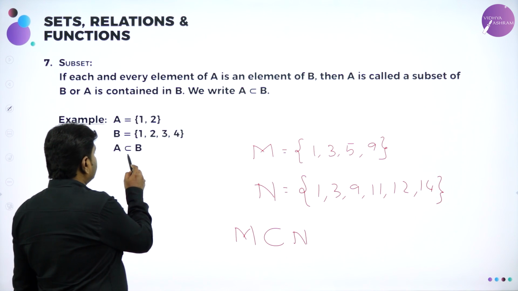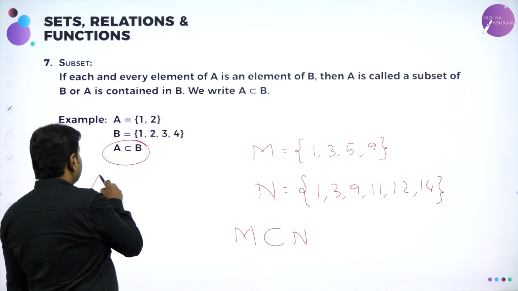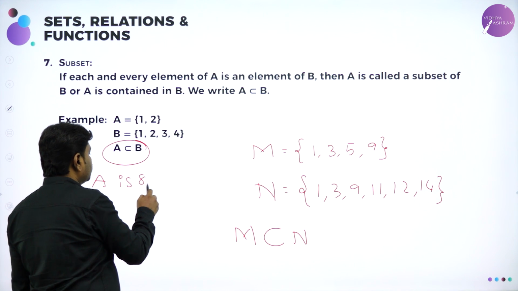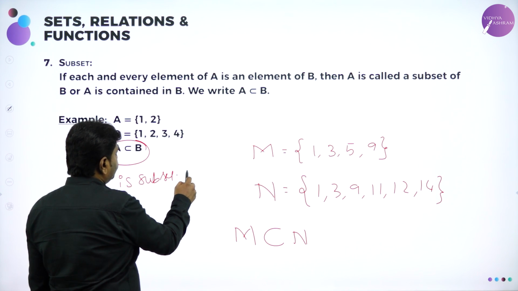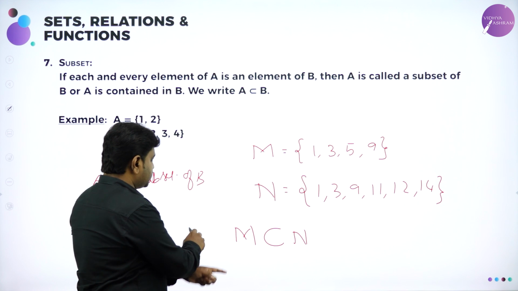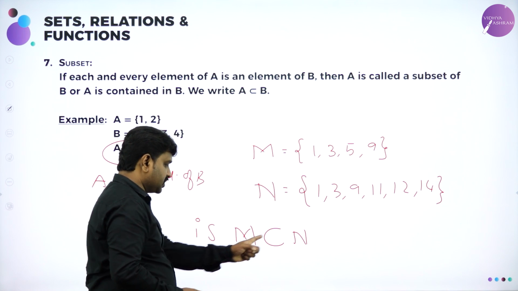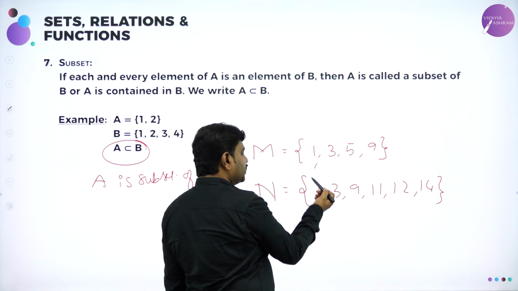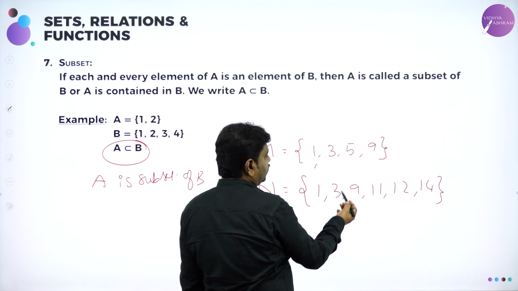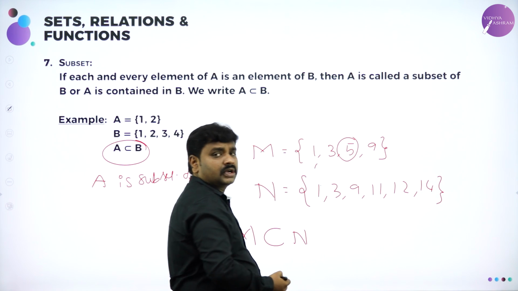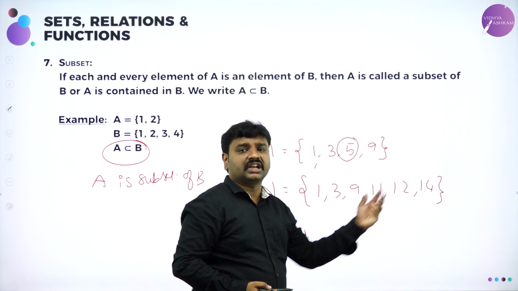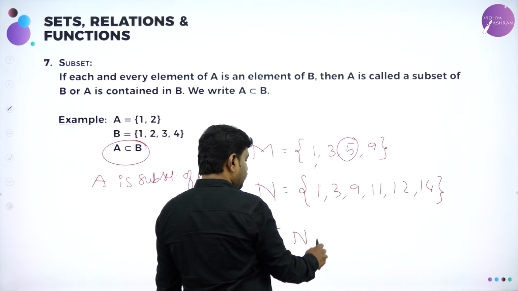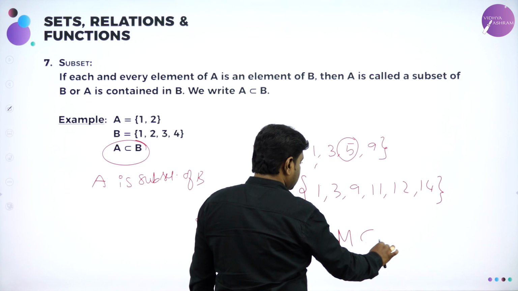And this symbol stands for subset of. How to read this? A is a subset of B. Now my question to you is, is M a subset of N? 1 present in M is also present in N. 3 is there, but 5 is present in M. Search for 5, 5 is not present in N. So therefore I can say M is not a subset.